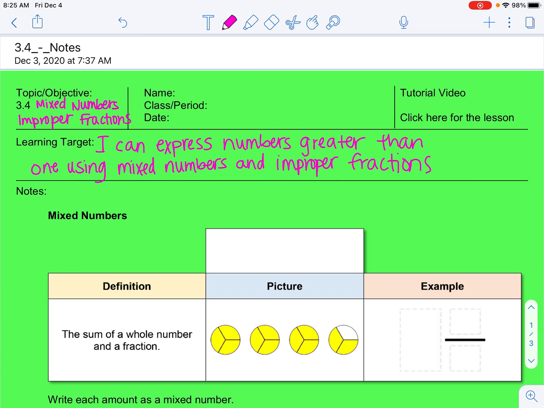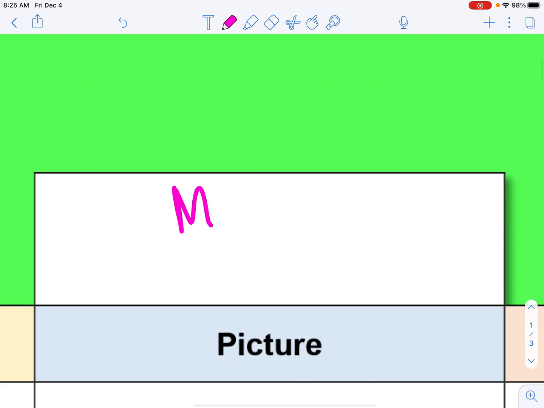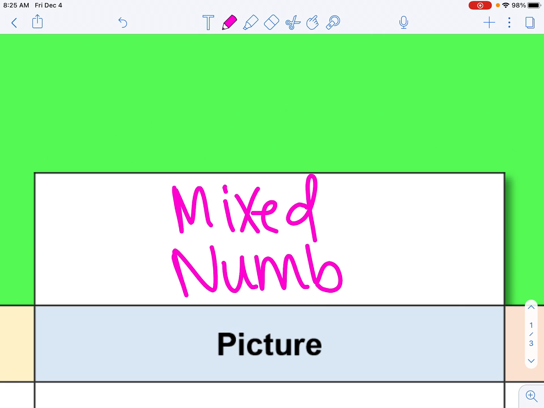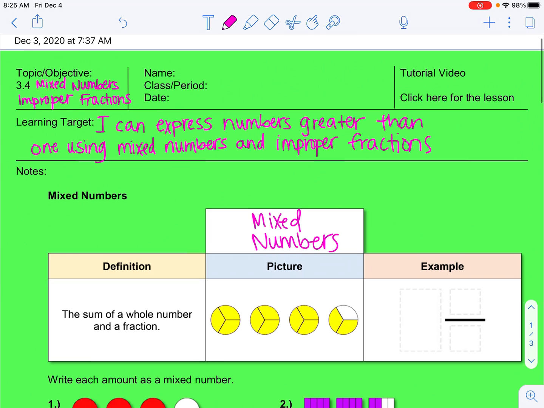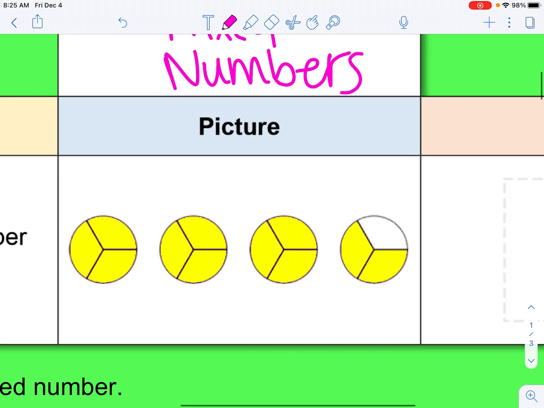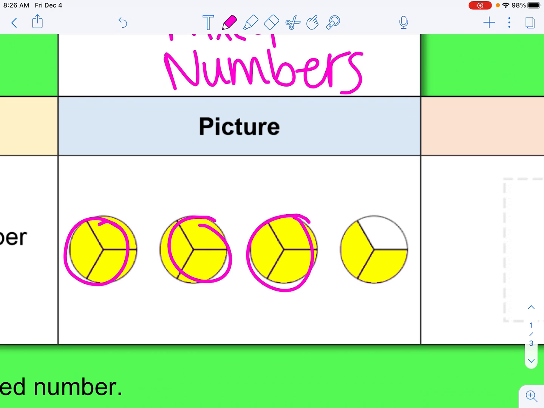We have a few vocab words to talk about. Our first one is mixed numbers. So what are mixed numbers? They are the sum of a whole number and a fraction. So here's a picture of a mixed number. If you notice, this one is all the way colored in, this one is all the way colored in, and this one is all the way colored in. How many do we have all the way colored in? Right, we have 3.